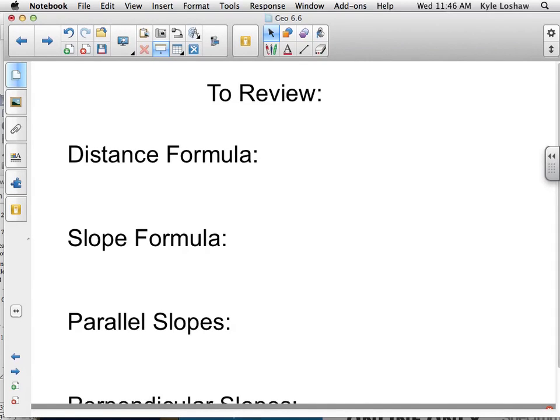We're going to review a couple key concepts. We've got the distance formula, the slope formula, parallel slopes, and perpendicular slopes.